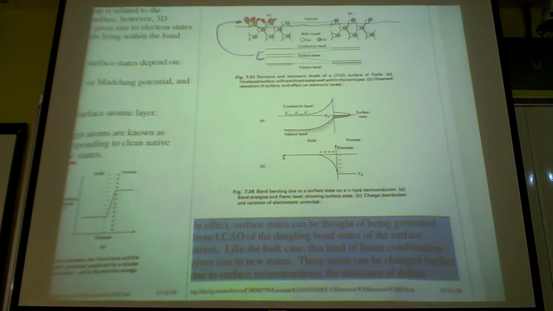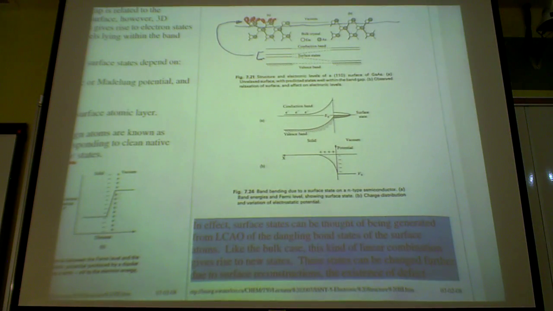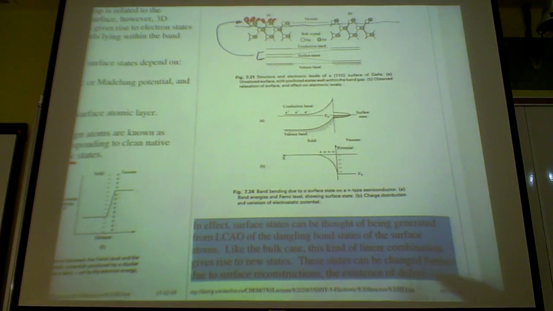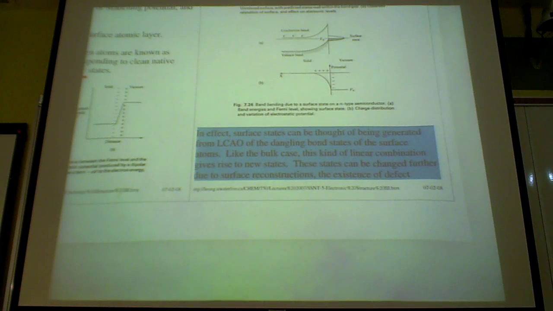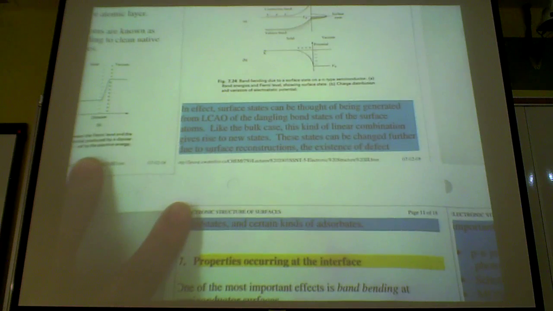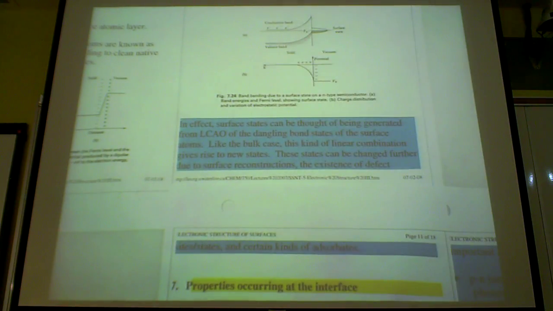Okay, and this state, like the bulk state, can undergo surface reconstruction like this to give you a new state, movement of the state. And these states can be changed by surface reconstruction, defects, right, the presence of defects, and also adsorbate. So if you put the adsorbate on, you crunch these surface states, and the surface state disappears, and you can tell right away that you had this surface state.